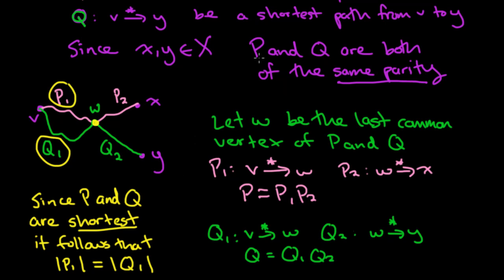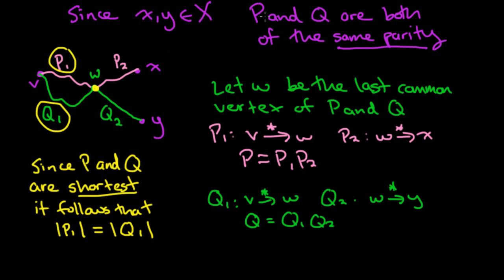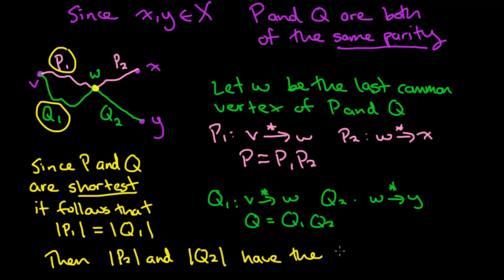Right, so now we know that P and Q have the same parity, so the full lengths of P and Q have the same parity, and also we know that these first pieces, P1 and Q1, have the same length. So what that means is, if you take those two pieces together, you now know that the length of P2 and the length of Q2 have the same parity. Same parity.